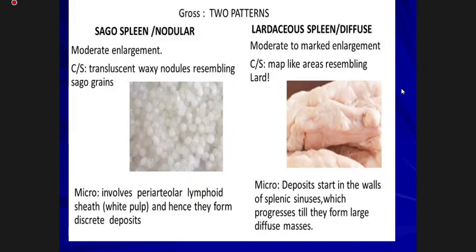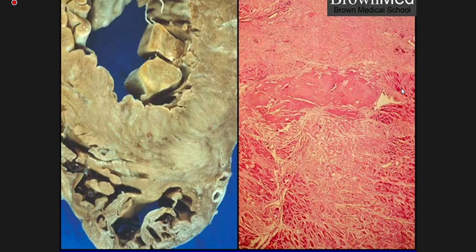Okay. So these are the two different appearances of the amyloid deposited in the spleen. The sago spleen is more nodular, and the lardaceous spleen is more diffuse. Okay, a diffuse deposit of the amyloid protein.